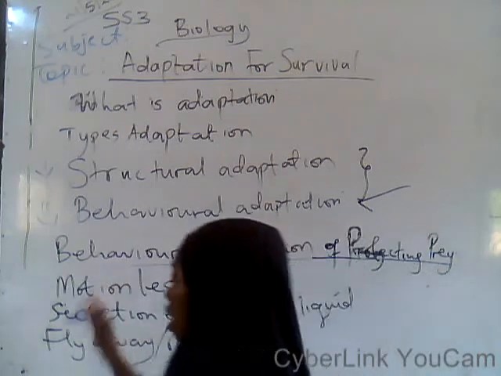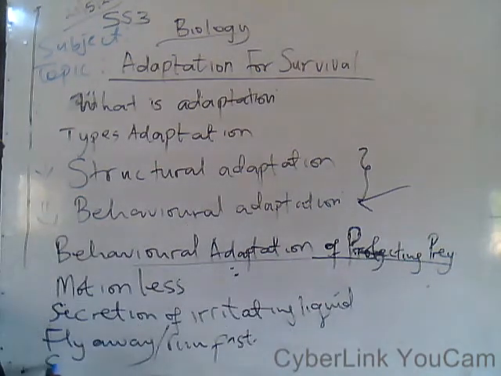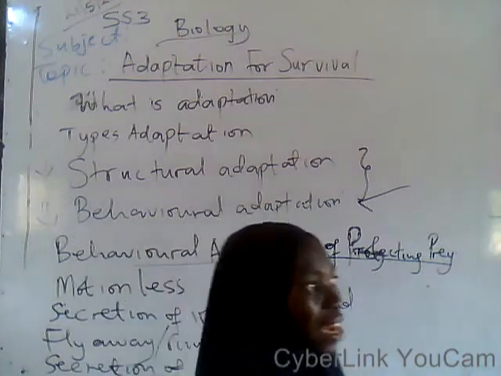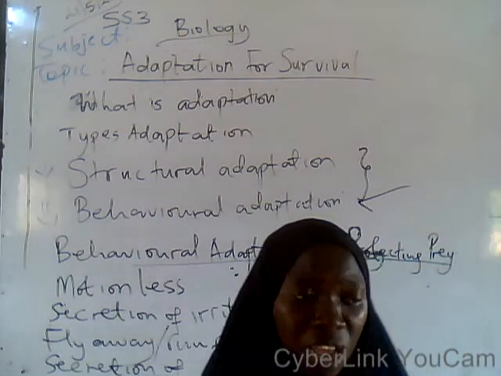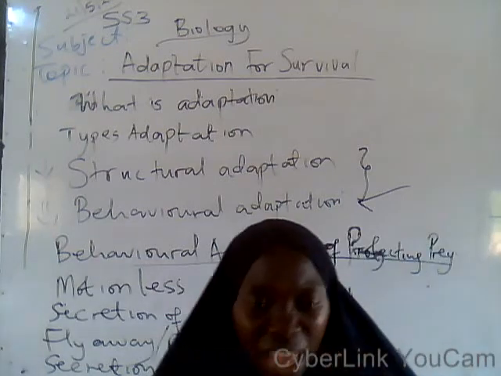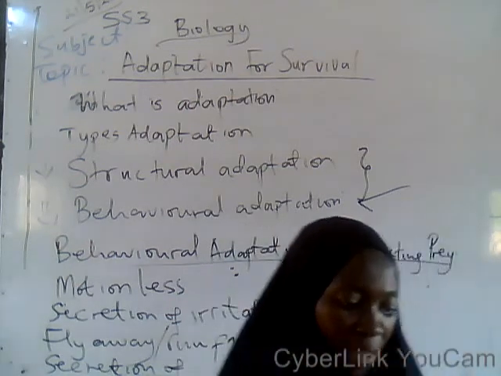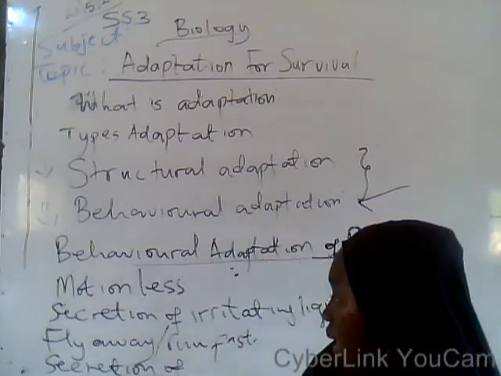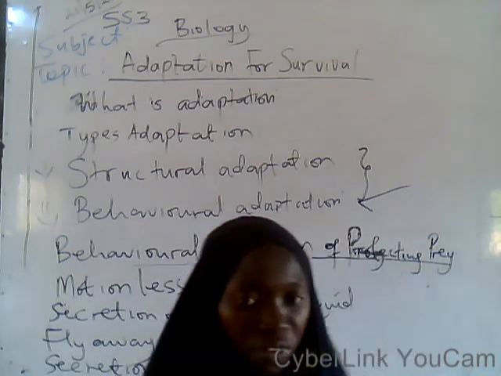All these are behavioral adaptations that we see in animals. Another one is secretion of offensive odor. Some animals, as soon as they notice their predator, in response to that, tend to secrete offensive odor that will scare the predator away. All these are behavioral adaptations in response to changes in the environment that they find themselves. A very good example of animals that exhibit this are some insects such as beetles, and we have birds.